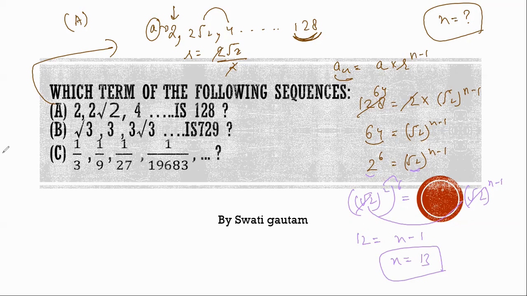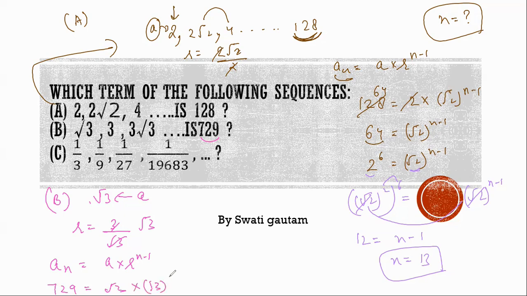Now let's move to the second part, which is part B, in which the first term you have is root 3. So this is A. R is the second term over the first term, which is root 3. Now, they are asking you which term is 729. That is the last term. So apply the normal formula for the nth term, which is A times R raised to the power n minus 1. A_n is the last term, which is 729, equal to A, which is root 3, times R, which is root 3, raised to the power n minus 1.